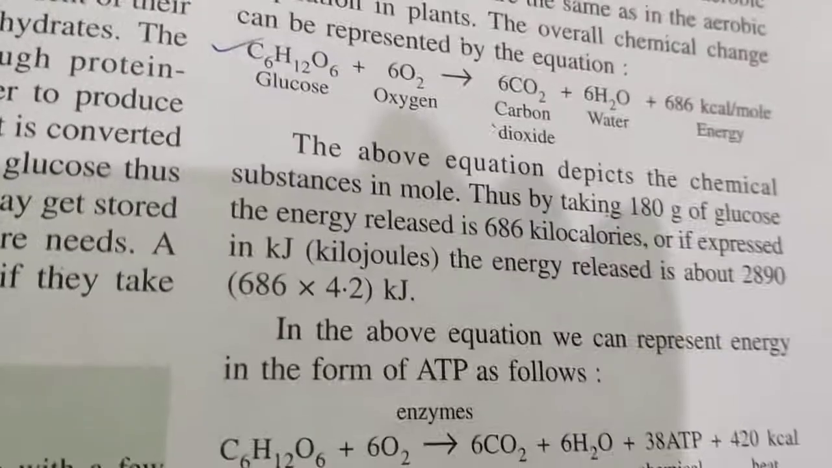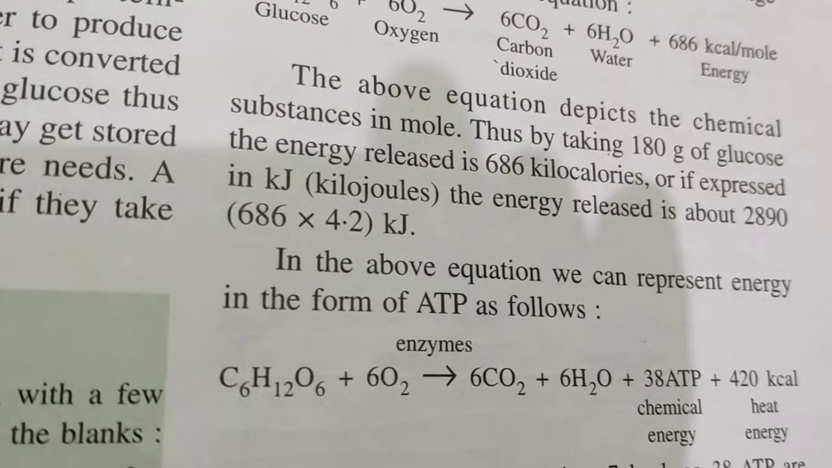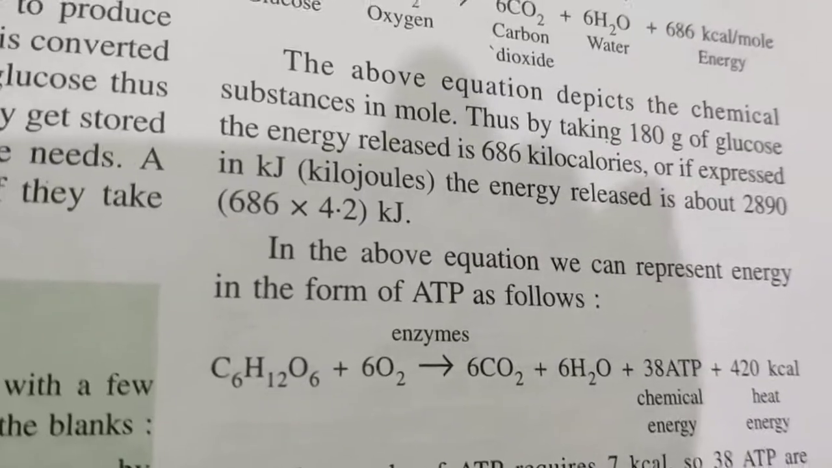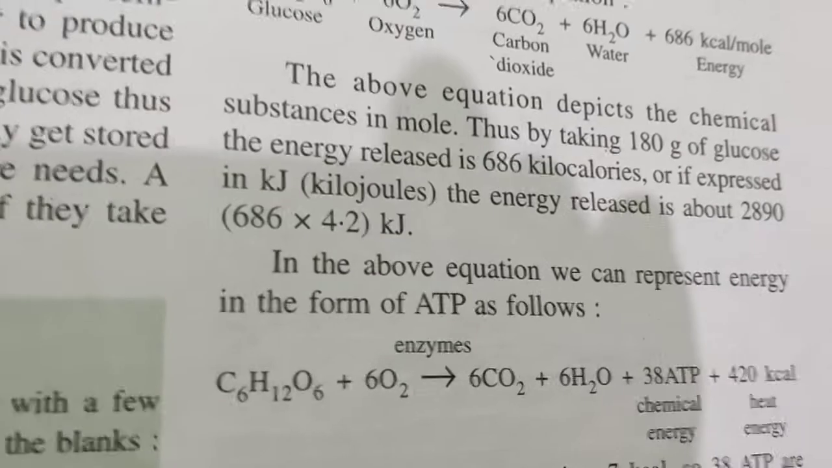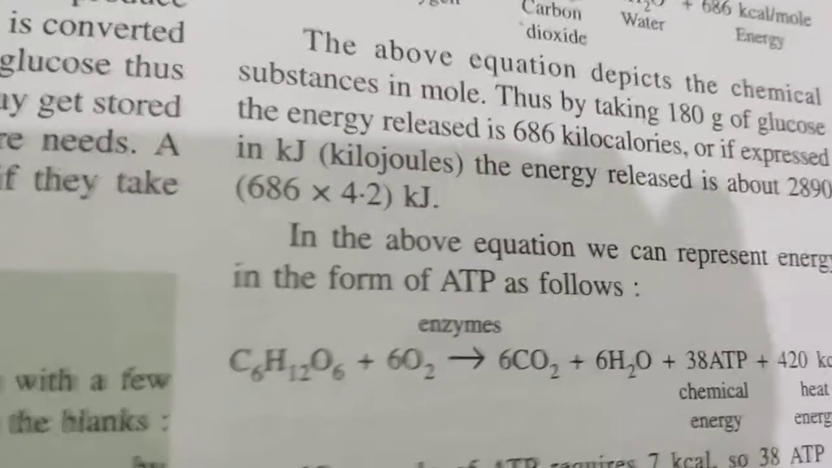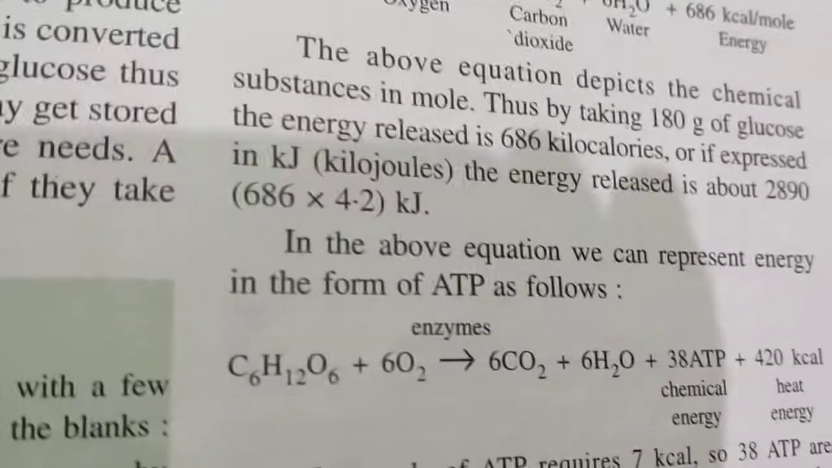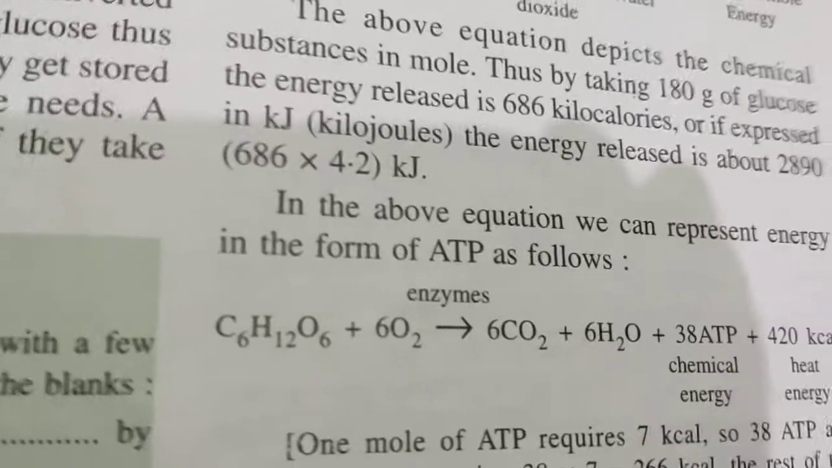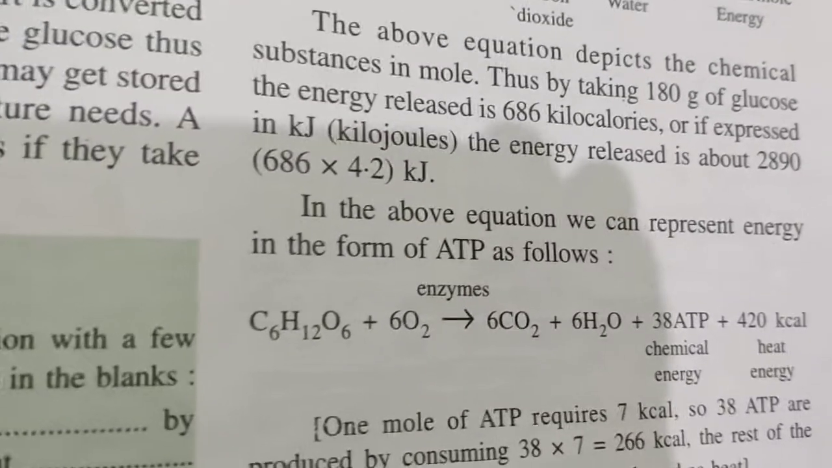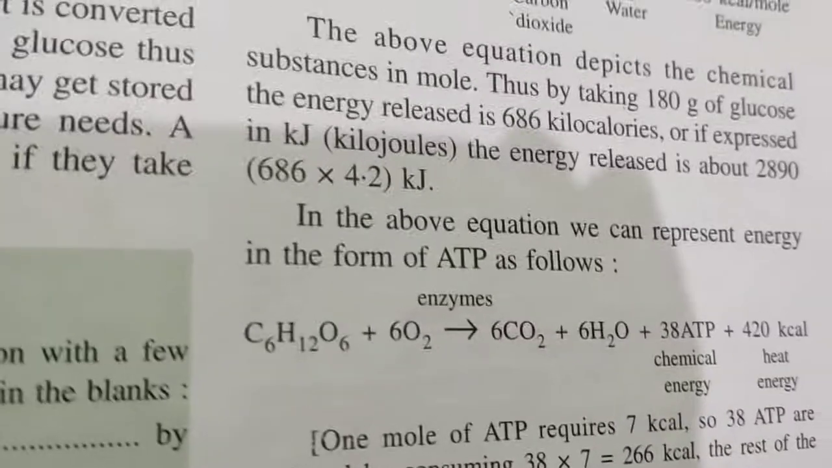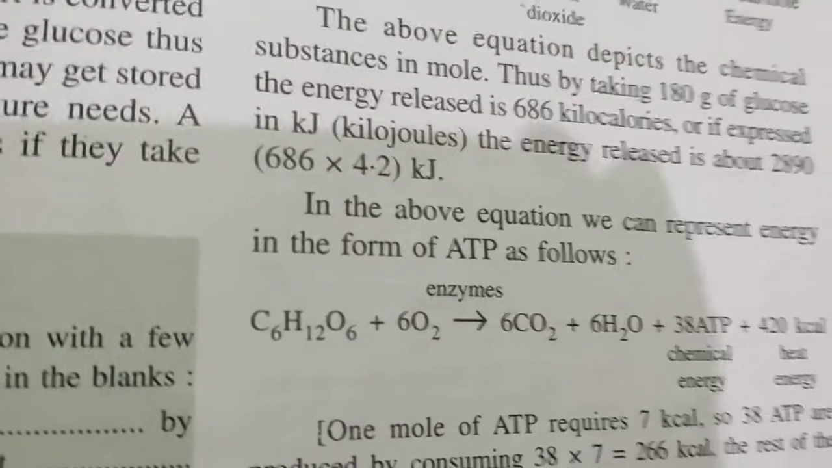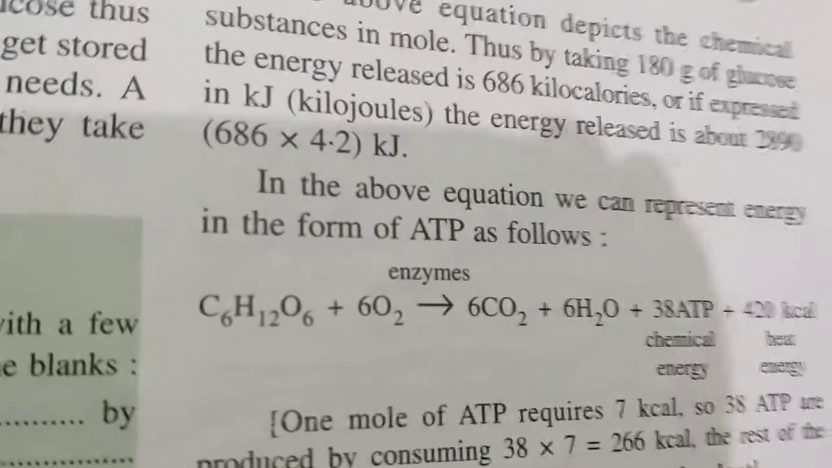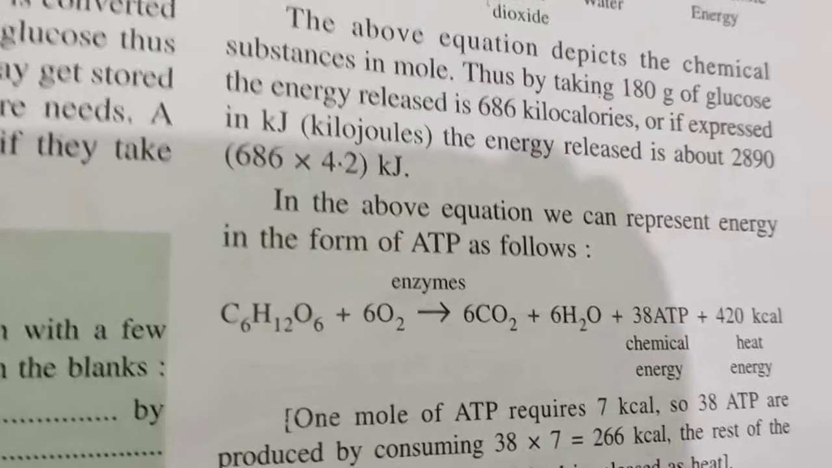Okay. In the above equation, we can represent energy in the form of ATP also. Here we are getting 38 ATP plus a small amount of heat we are giving out, that is 420 kilocalorie. It's actually not a small amount, students. It is a big amount of heat energy. Along with that, because we have divided it into two types, one in the form of ATP, another in the form of heat. So in this particular equation, we have written both the ATP and the heat energy.